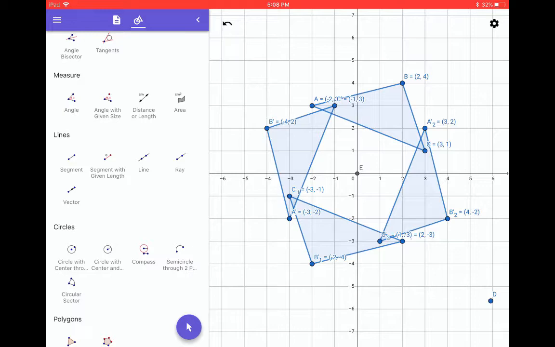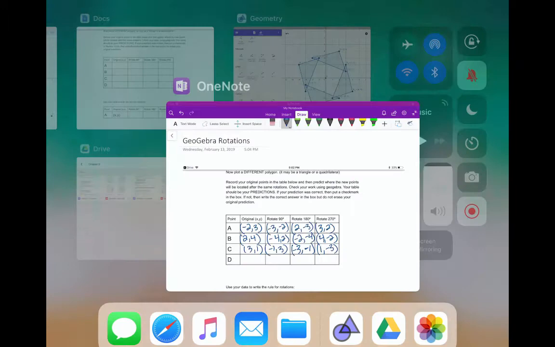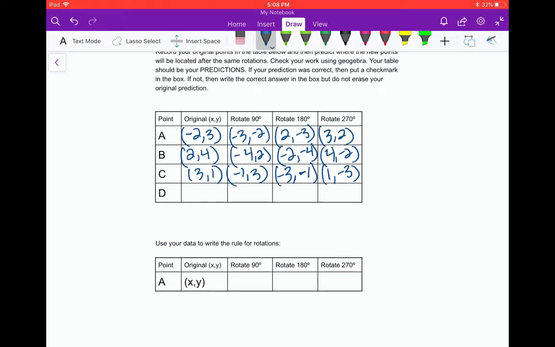I went ahead and already recorded the ordered pairs in this table here, and we're going to talk about the patterns that we see. From my original point, which again is x, y, when I rotated 90 degrees, I ended up with -3, -2. And then you can see in B and C how that was different as well.